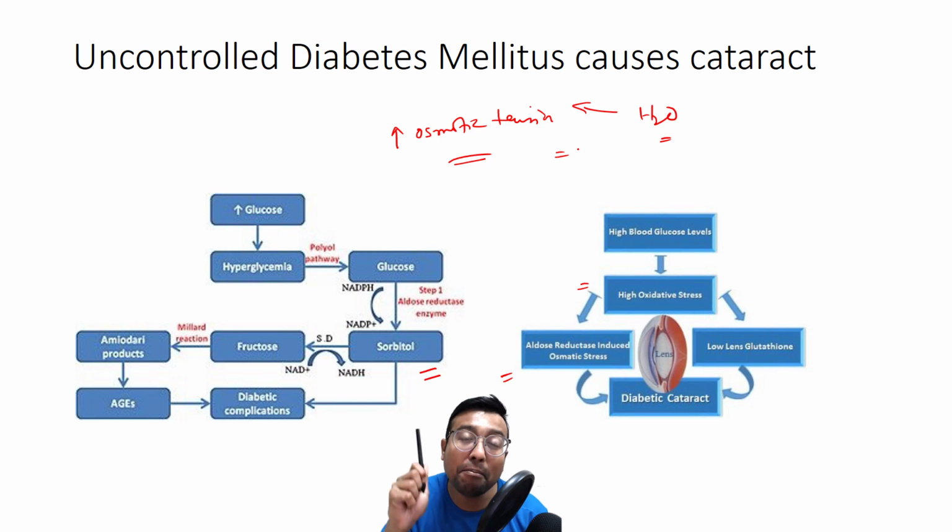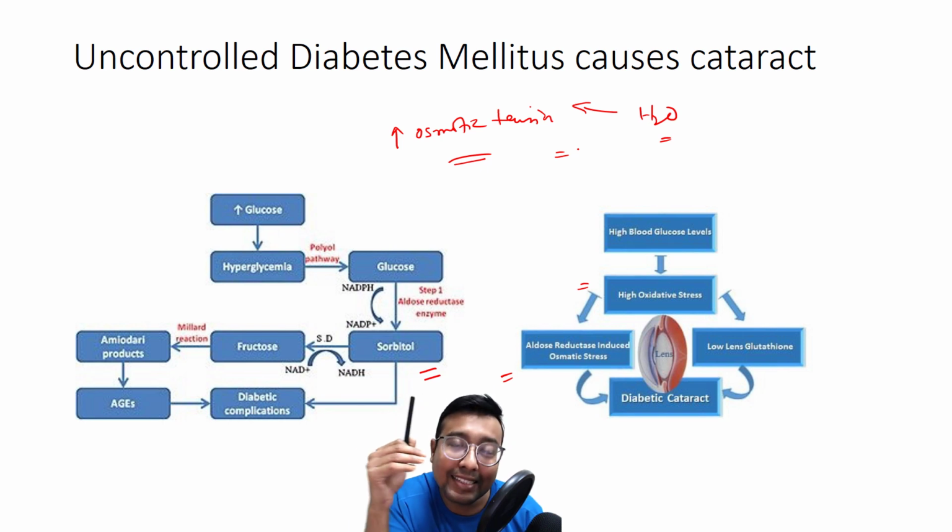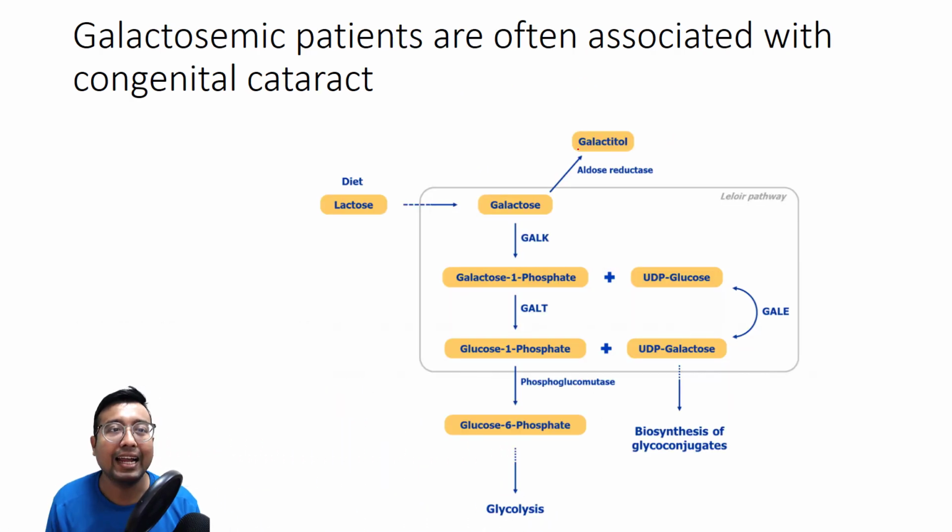So the main mechanism is formation of sorbitol via the polyol pathway catalyzed by the enzyme aldose reductase, that leads to accumulation of sorbitol inside the lens, that increases osmotic tension in the lens, attracts water, changes the refractive index, and leads to cataract. Okay. Next question, almost similar.